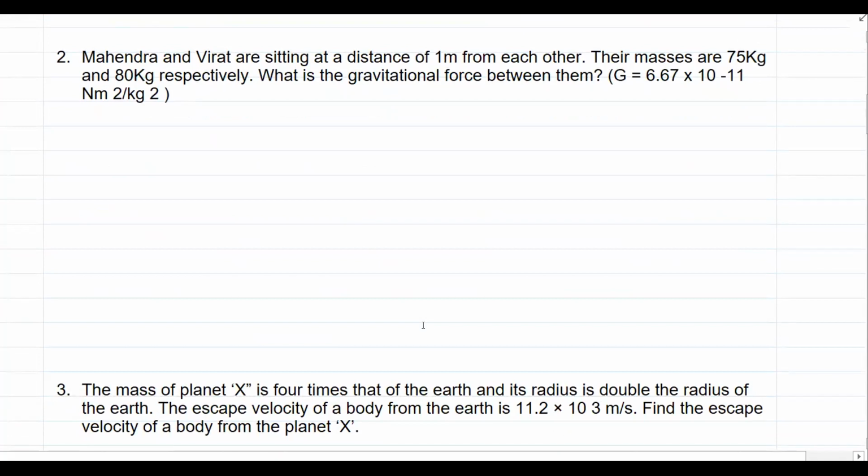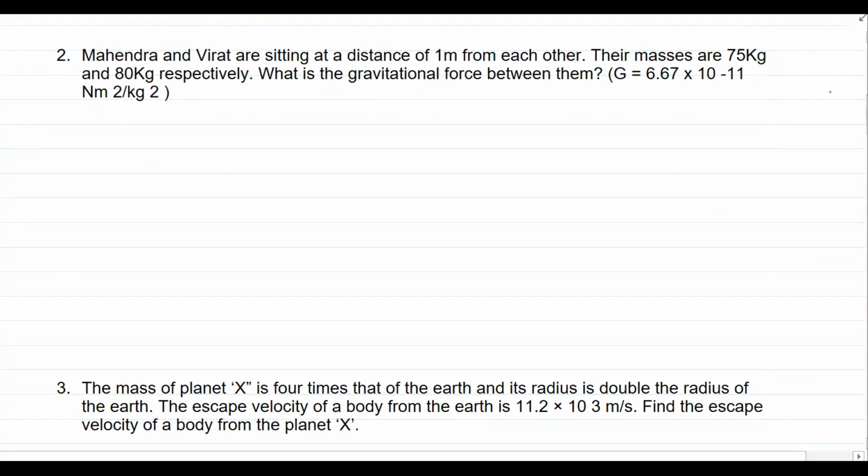Mahendra and Virat are sitting at a distance of 1 meter from each other. Their masses are 75 kg and 80 kg respectively. What is gravitational force between them? Capital G is also given.